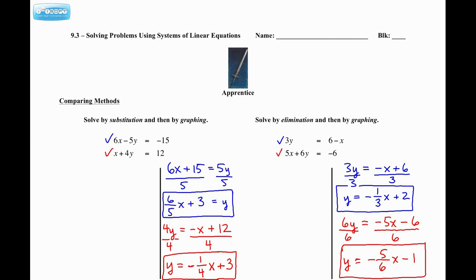Now remember, when you're solving by substitution, the whole point is to try and identify which variable is the easiest to isolate. And if you look at this system of equations here, clearly the x in equation 2 is the simplest. So to isolate it, we can do that quite easily by subtracting 4y from both sides. So I get x is equal to 12 minus 4y.